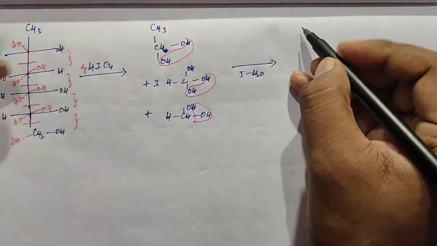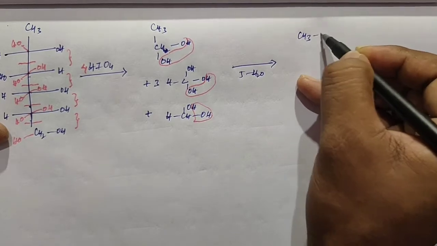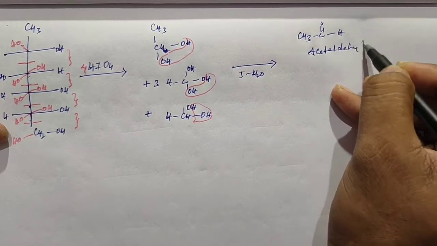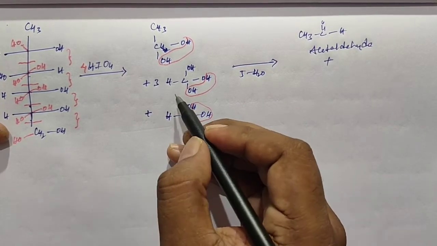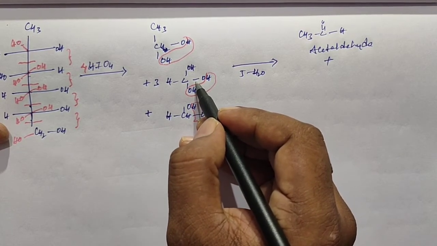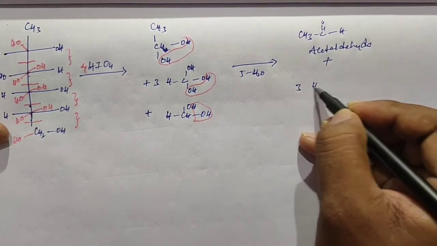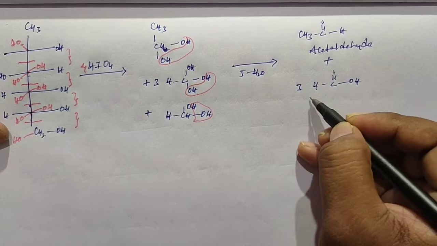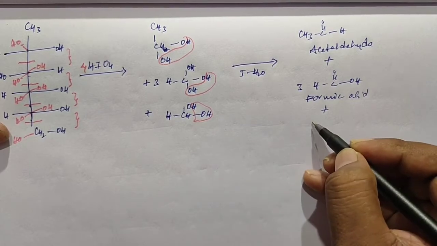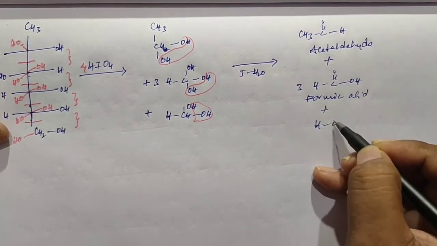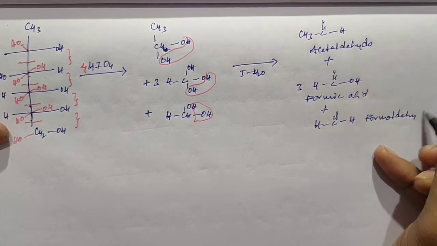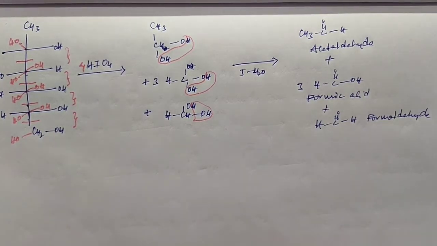So this compound can be converted into acetaldehyde, and so this compound can be lost. After losing a water molecule, a double bond O can be developed. So we get a compound like 3 moles of H, C double bond O, H. This is the formula of formic acid, and it can be changed into formaldehyde like H, C double bond O, H, formaldehyde. So this is the way of oxidation with periodic acid.